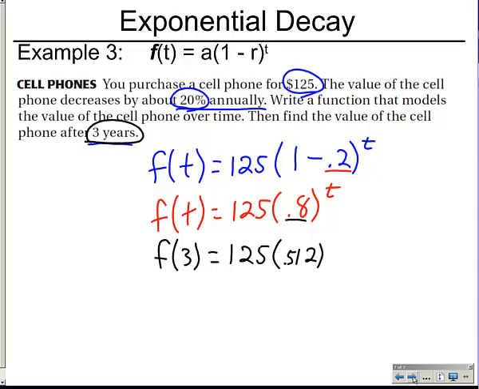Now before I go ahead and multiply that, I want you to understand what this means. Since decay rate is a percentage, we're losing 20% each year, so basically we're left with 80% of the value each year. So by the time 3 years goes by, we still have a phone that's worth 51.2% of its original value. And that's what this whole calculation is doing, it tells you how much is still left over. So go ahead and multiply those together. We have f of 3 equals 125 times 0.512, which leaves us with a phone value of approximately $64. So after 3 years, your $125 phone is only worth about $64.